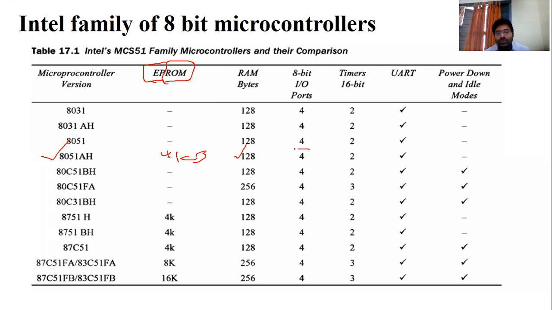We have 4 ports available, by which we can connect 4 input output devices at a time. We have 2 timers available here, which are 16-bit timers. One USART is also available. USART means Universal Synchronous Asynchronous Receive and Transmit.